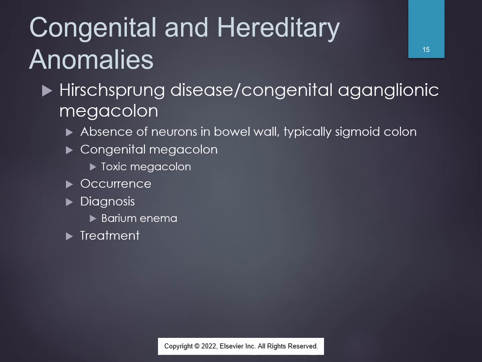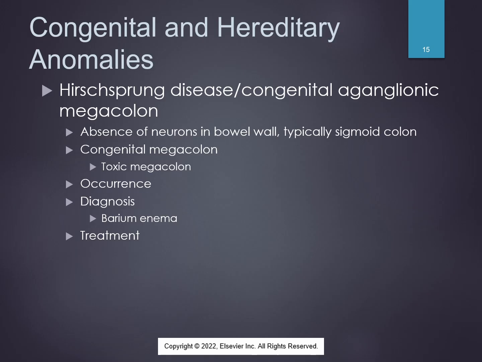Alright, this is another highlight star, just so you're aware. Hirschsprung disease is the absence of neurons in a bowel wall, typically the sigmoid colon. A malformation of the parasympathetic nervous system results in the absence of neurons in the bowel wall, preventing the normal relaxation of the colon and impairing the normal colon peristalsis. This results in a functional obstruction with gross dilation of the colon to the point where the segment is narrow and constricted.